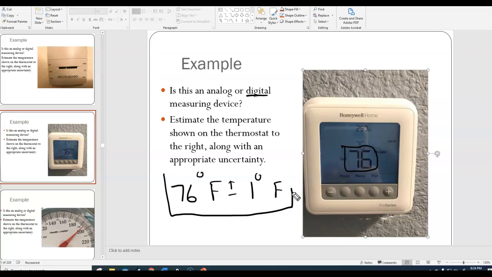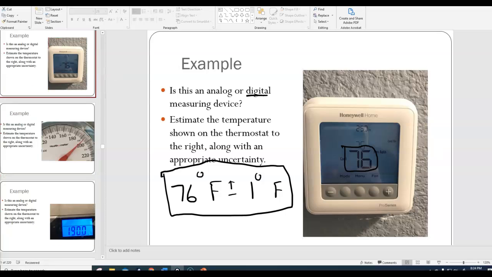And again, if I were to look on Honeywell's website, I could probably find another uncertainty. It might be plus or minus 1% or plus or minus 2%. But if you don't know, then you can always go with plus or minus 1 in the last decimal place if it's a digital measuring device.